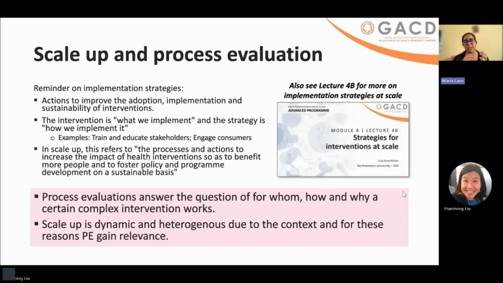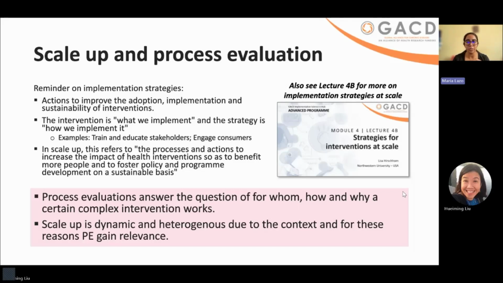And to be specific, scale-up refers to the process and actions to increase the impact of health interventions, so as to benefit more people and to foster policy and program development on a sustainable basis. You can learn more about this in Module 4, lecture 4B, strategies for interventions at scale.